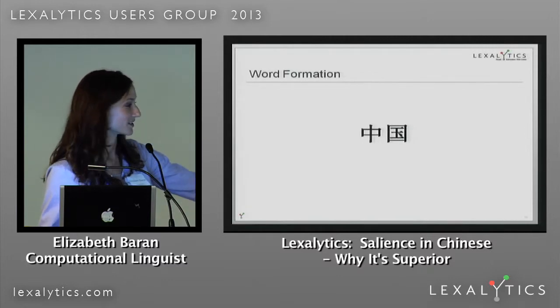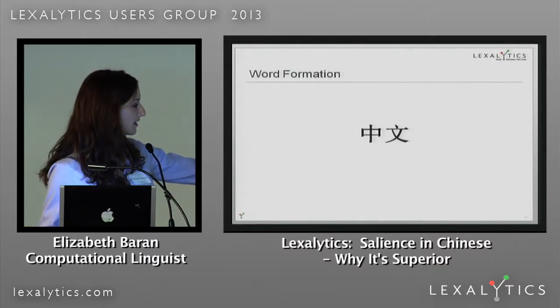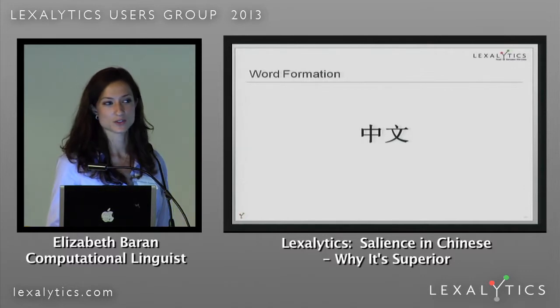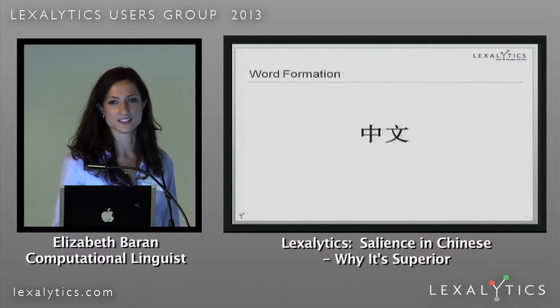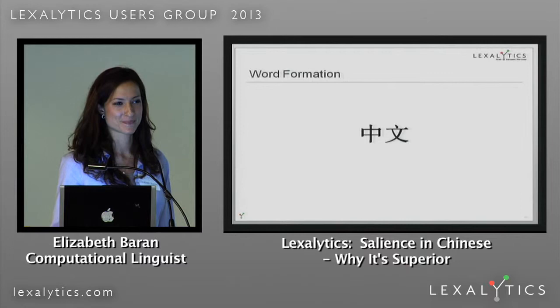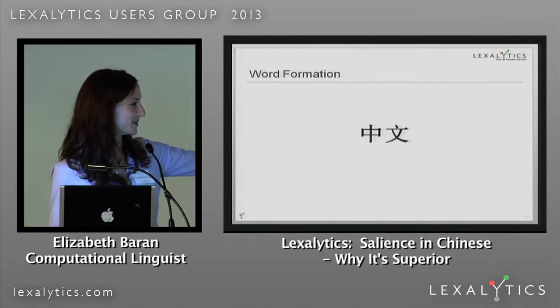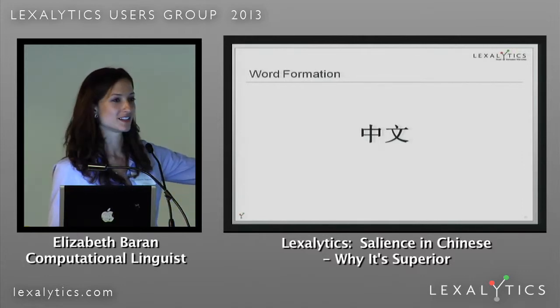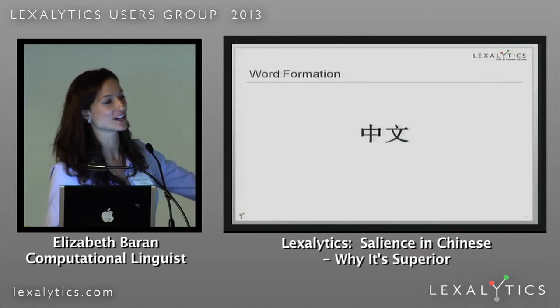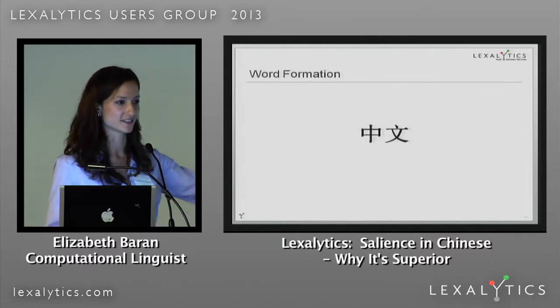We can sub out the last character again. 文. 文 is like literature. So if you say 中文, does anyone have an idea what that might be? Knowing that 中国 is China, Middle Kingdom, when we sub out the 国, yes, exactly. Well, it could be Chinese literature, but it's more like 中文, the writing, Chinese writing.